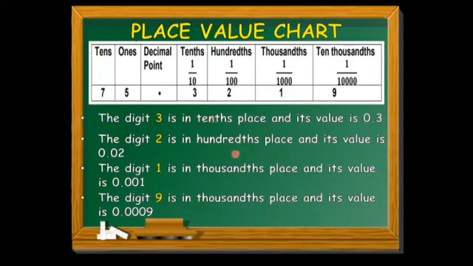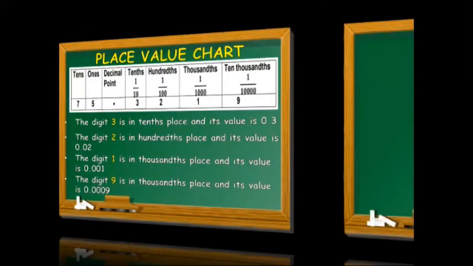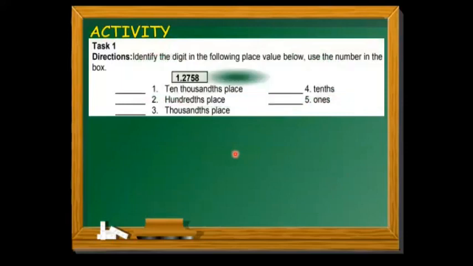So let's have an exercise. So we have an activity. So this is, kinuha ko to sa task number 1 sa module. So kung makikita nyo, sasagutan natin yung hindi naman lahat yan. So we will just choose 2 questions there na pwede natin sagutan para at least meron kayong idea paano nga ba talaga ginagawa siya. So let's read the direction. Direction: identify the digit in the following place value. Use the number in the box.